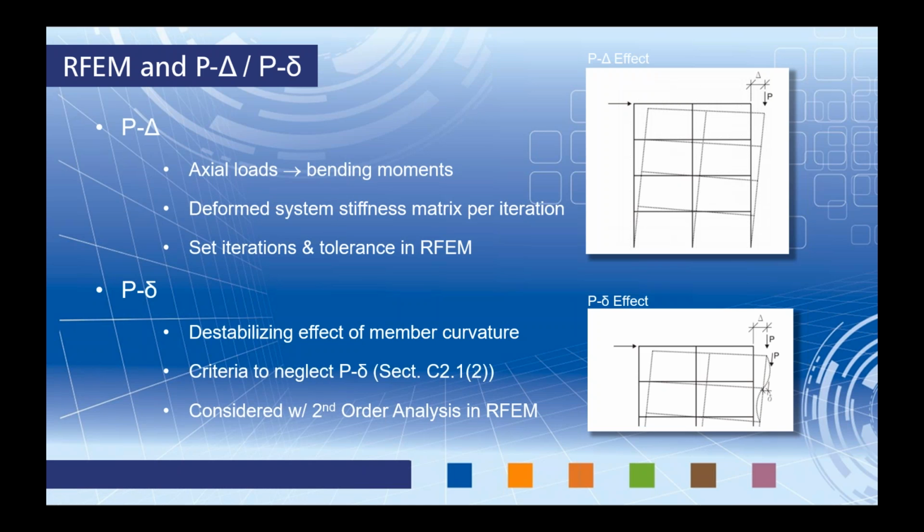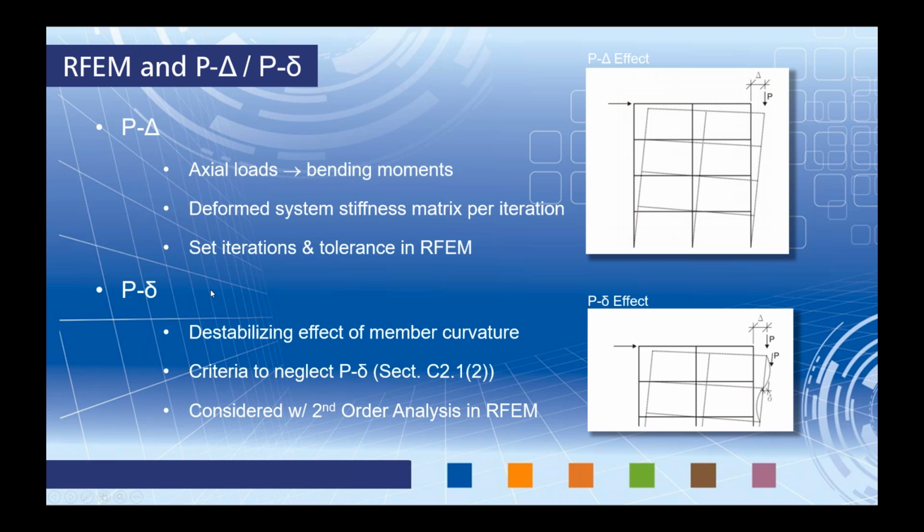We are a nonlinear analysis program, so instead of applying fictitious shear loads at the top or bottom of the members, we will just create that stiffness matrix based on that deformed structure for every iteration. Now you can set the number of iterations as well as the tolerance in RFEM. I'll show you that in just a minute.